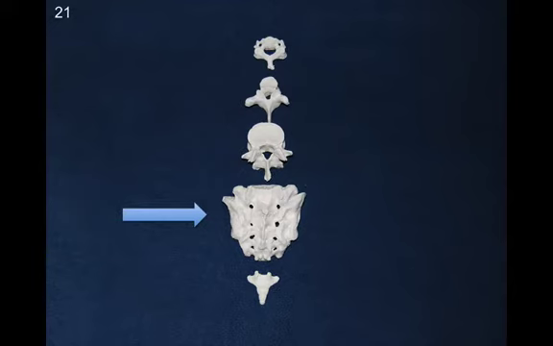There's the sacrum. These are 5 fused vertebrae that make up the sacrum. The sacrum is inferior to the lumbar vertebrae, but superior to the coccygeal vertebrae.